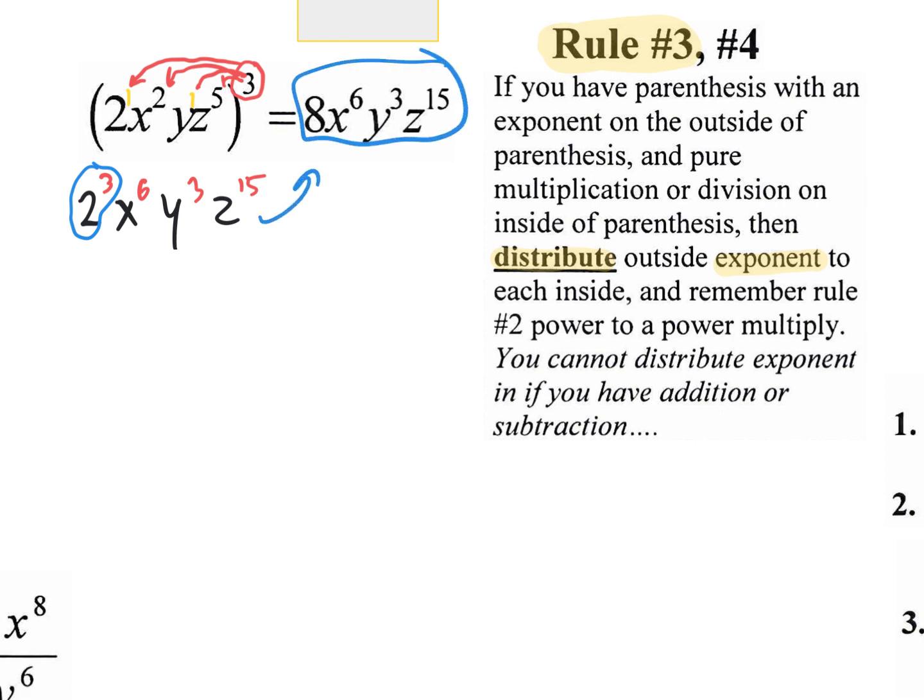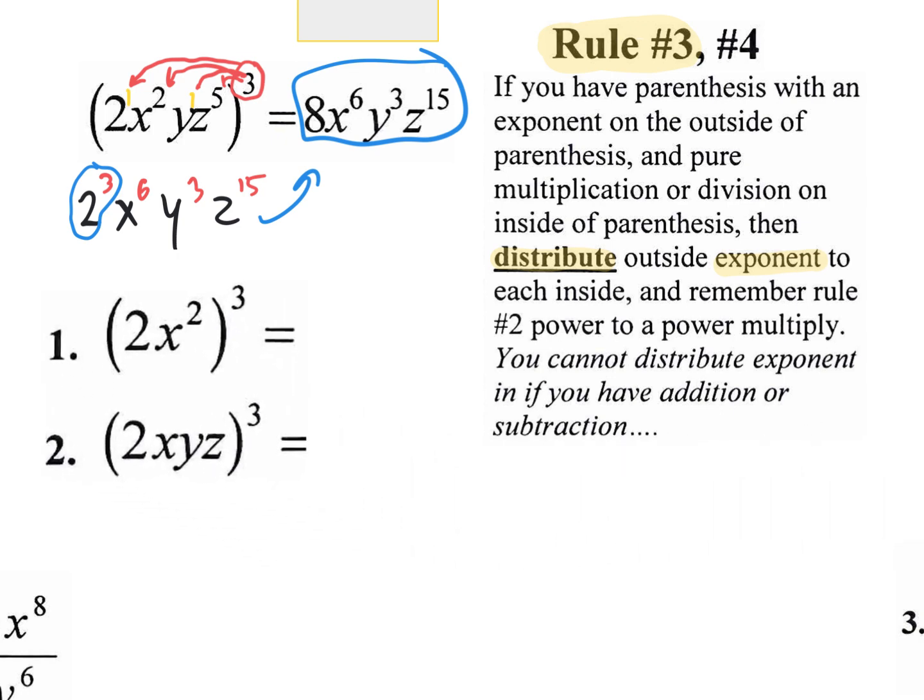So this rule is actually pretty simple. Rule 3 is where you distribute the outside exponent to each inside exponent. You distribute the outside exponent to each inside exponent. But that can only happen if you have pure multiplication or division on the inside. No addition, no subtraction. Okay? Let's do a couple more examples.